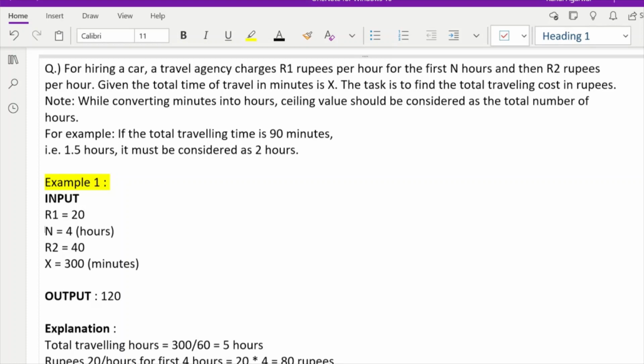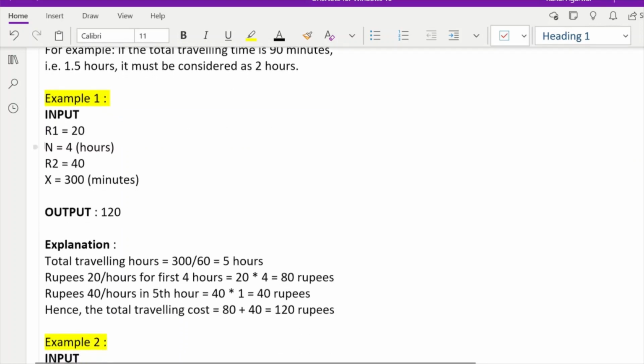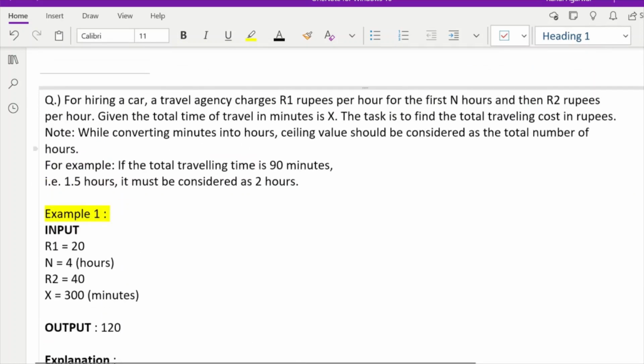So let's read the example input now. Input is R1 equals 20. R1 over here is the rupees per hour for the first n hours. And what is n? That is 4 hours. So for the initial 4 hours, our cost will be 20 rupees. And furthermore, if they have traveled more hours, then the charge will be 40 rupees.